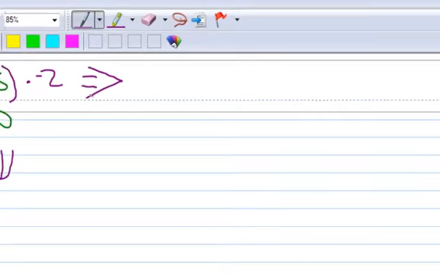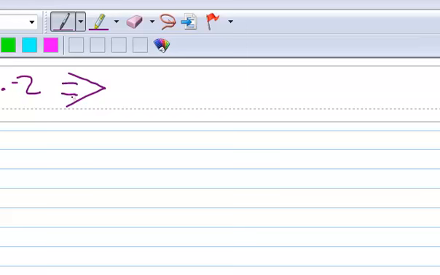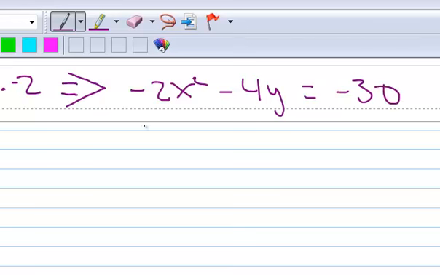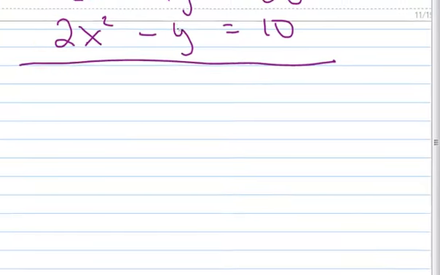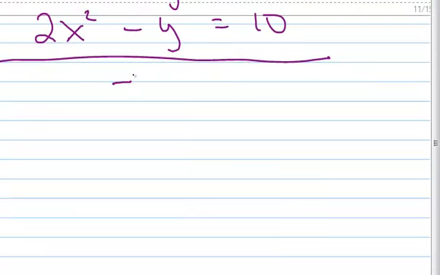So let's multiply by -2. I have -2x squared, and then I'm going to have a -4y, and I'm going to end up with -30. And then all I want to do is recopy my other equation over here, so they're all nice and lined up, ready for me to add together. The x squared terms disappear. When I add the y's, I have -5y. And then when I add the -30 and the +10, I get -20.